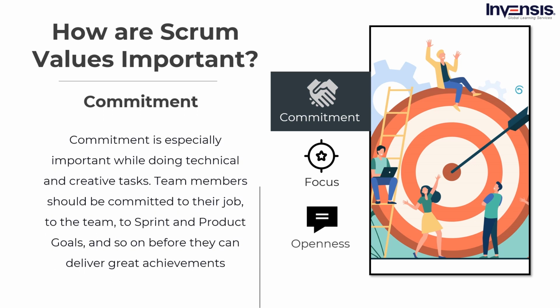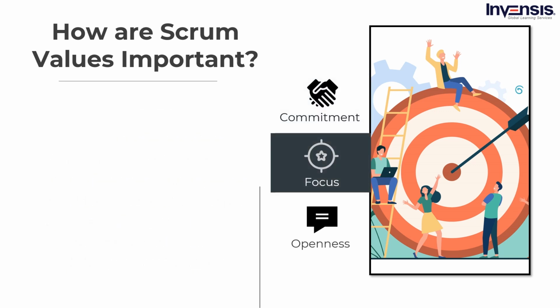Commitment is especially important while doing technical and creative tasks. Team members should be committed to their job, to the team, to quality, to sprint and product goals, to presenting as professionals, and so on before they can deliver great achievements. Commitment is essential during the sprint, but it also assists the team in developing a realistic and achievable sprint backlog during sprint planning meetings. Next is focus.